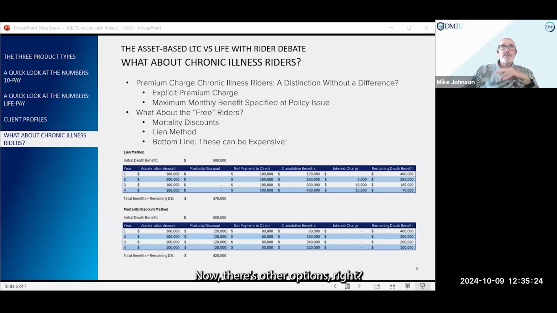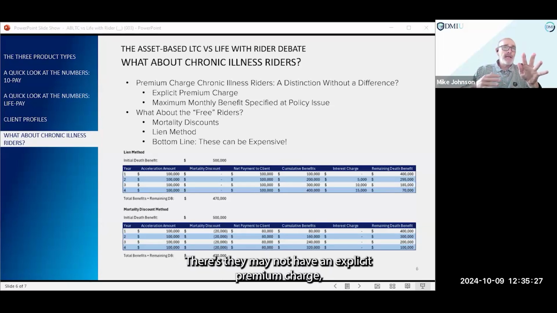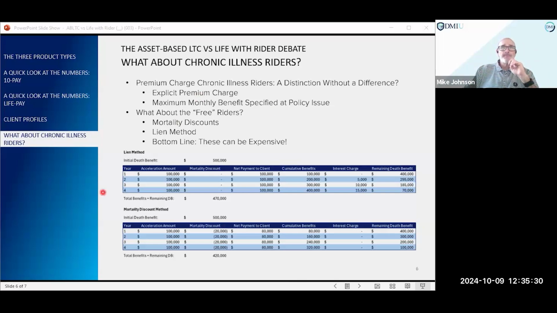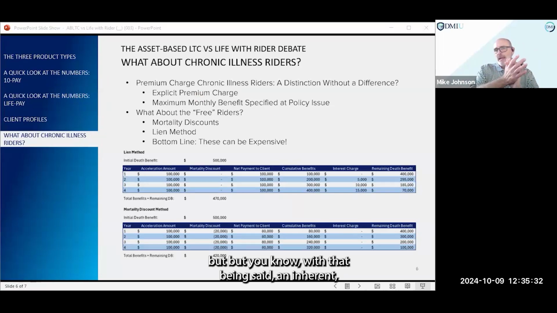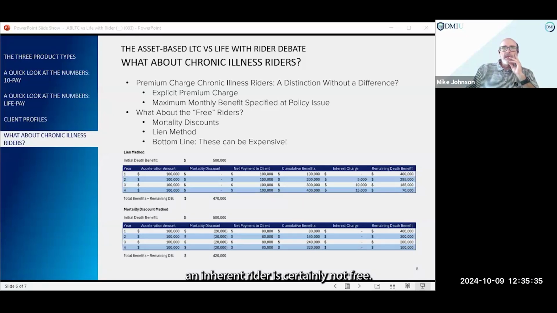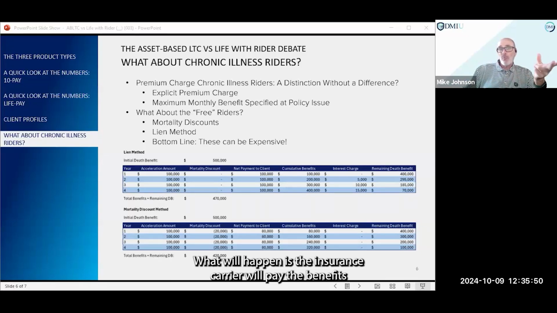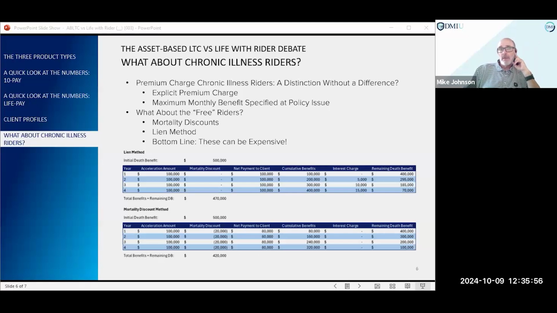Now, there are other options, right? They may not have an explicit premium charge, but with that being said, an inherent rider is certainly not free. So chronic illness riders with the lien method, for example, will act as the name implies, right? Where if the insured has a qualifying event and they go on claim, what will happen is the insurance carrier will pay the benefits to the insured via lien against the death benefit. So again, remember, these riders are certainly not free, and that cost can be significant.